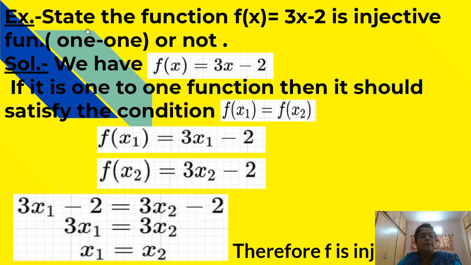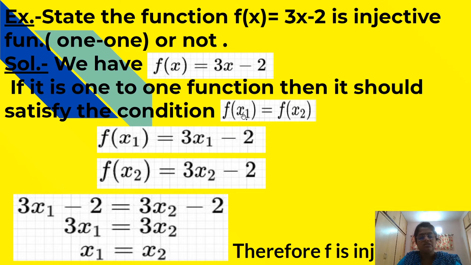See the next example. State whether the function f(x) = 3x - 2 is an injective function, that is, one-one, or not. See the solution. We have f(x) = 3x - 2. If it is a one-to-one function, then it should satisfy the condition f(x1) = f(x2). Now f(x1) will be 3x1 - 2, using f(x) = 3x - 2. Similarly, f(x2) = 3x2 - 2.